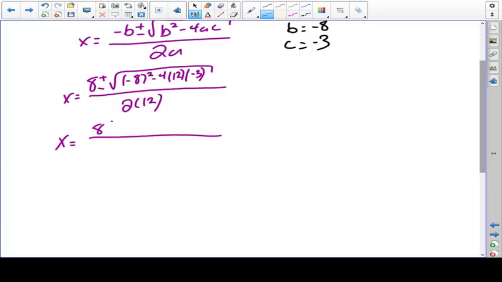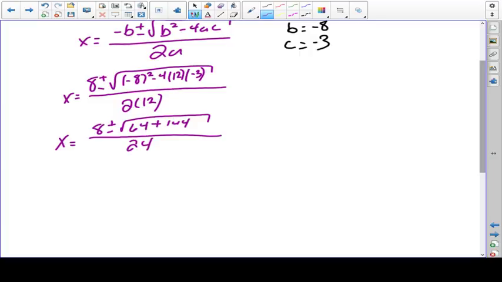If we simplify, we're going to get 64. We have to be aware of the signs in the radical. We have a minus, so it's kind of like negative 4 times 12, which is negative 48, times negative 3, which is going to be positive 144 all over 24.